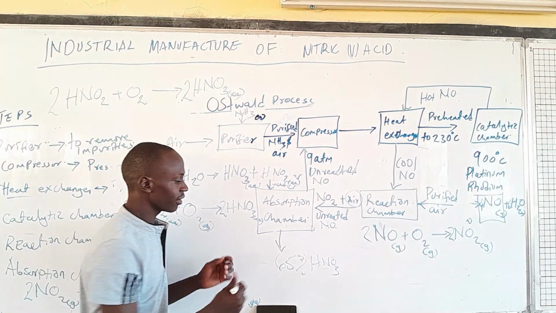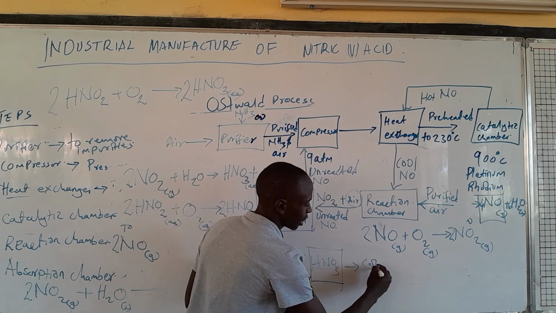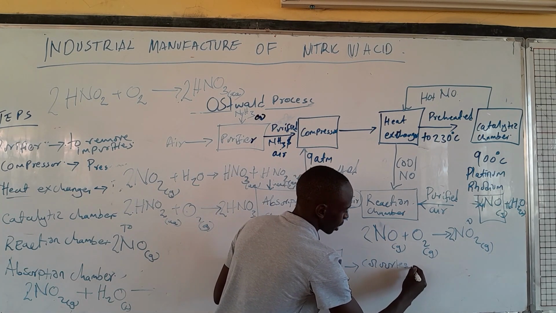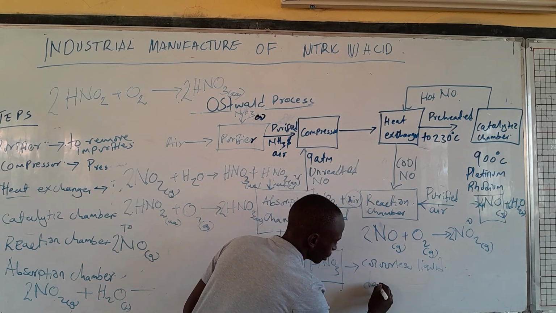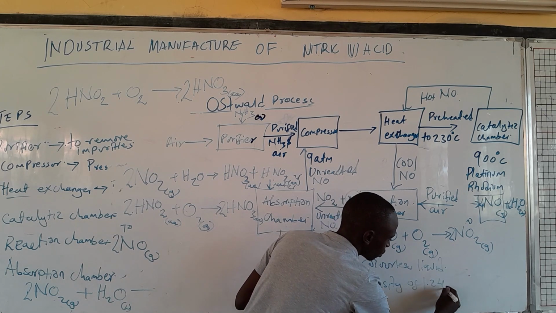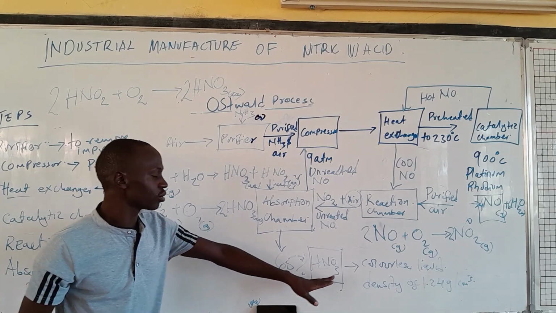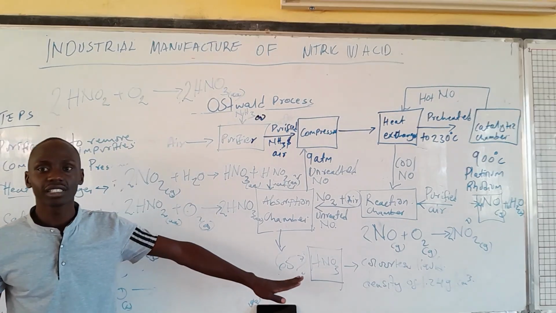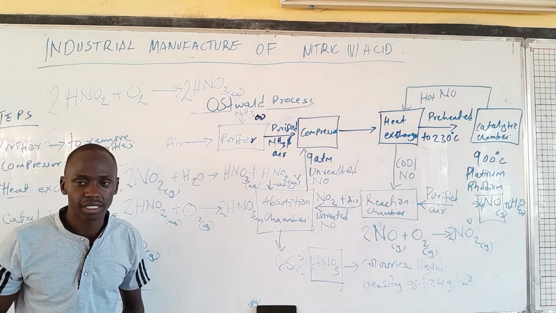And the nitric (V) acid produced in this process is a colorless liquid. It has a density of 1.24 grams per cubic centimeter. Those are the two properties of the nitric (V) acid that is produced through the Ostwald process.